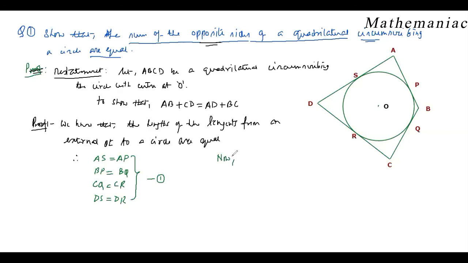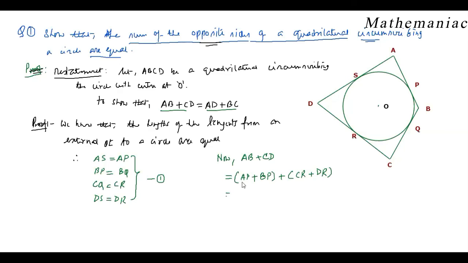Now you start with any one of the sides, either AB plus CD or AD plus BC. I am starting with AB plus CD. What is AB plus CD telling you from the figure? Just from the figure you see, AB is nothing but the sum of AP and BP. Similarly, CD is the sum of CR and DR. If you refer to the figure, easily you can identify.